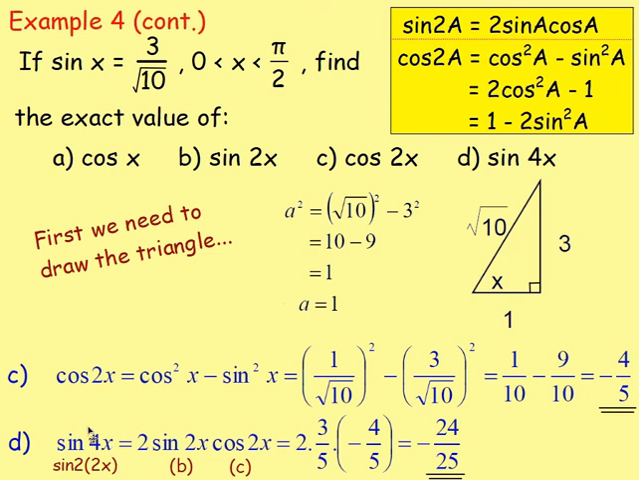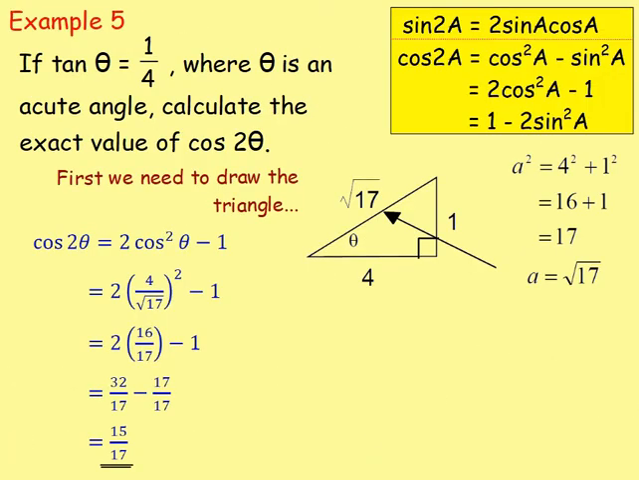With sine 4x, again a bit trickier, but you know that's going to be 2 times 2x. So it's sine 2 times something, so you can write it as 2 sine 2x cos 2x. And the sine 2x was really our answer for B. Cos 2x was our answer for part C, as you can see here. So we just sub those values in, and you would end up with negative 24 over 25.